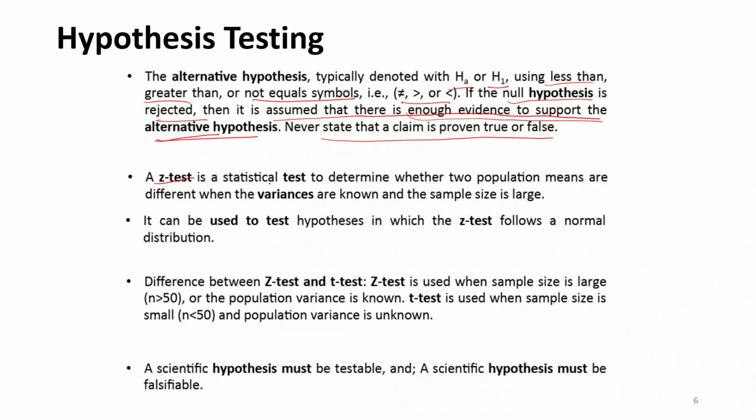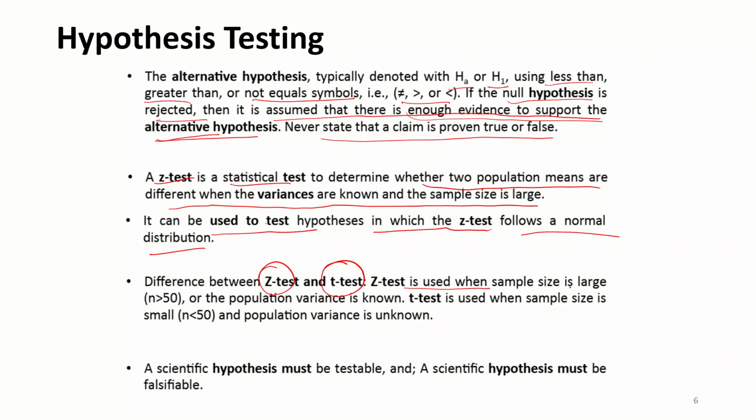A Z-test is a statistical test to determine whether two population means are different when the variances are known and the sample size is large, which we have seen. It can be used to test hypotheses, and a z-test follows a normal distribution. This also we have seen. Then we have two types of tests here, z-test and t-test.